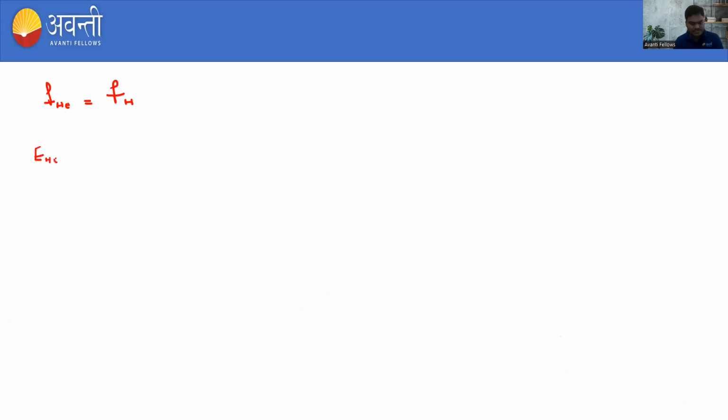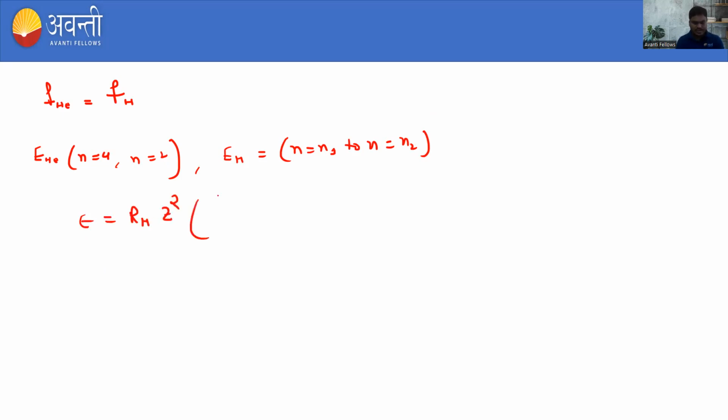Helium frequency is already given there: the energy of helium for n equal to 4 to n equal to 2. Similarly, for hydrogen, the energy is for n equal to n1 to n equal to n2. Now, if we put the values, we know that E is equal to Rydberg constant RH times Z square, times (1 upon n1 square minus 1 upon n2 square). On solving, because RH is equal to 1 here.